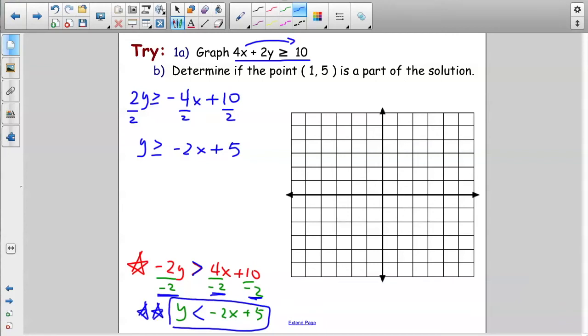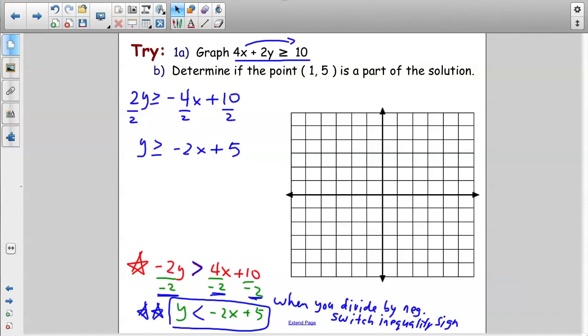So when you divide by a negative, you switch your inequality sign. Okay, so really pay attention to that.